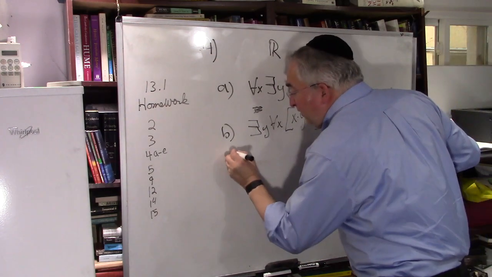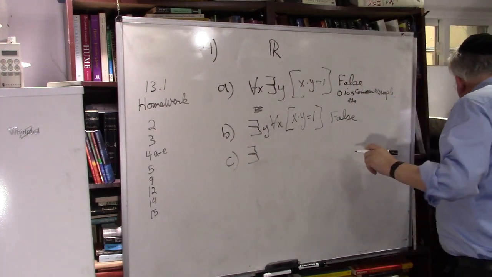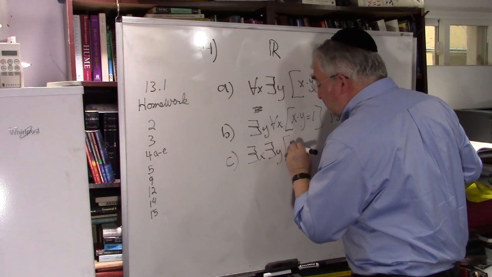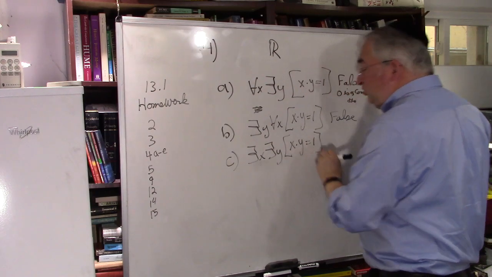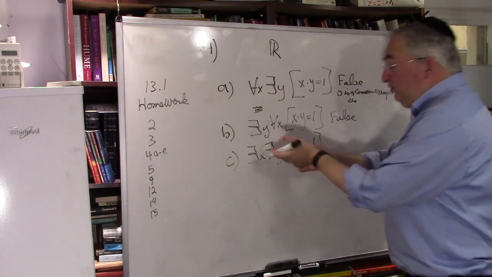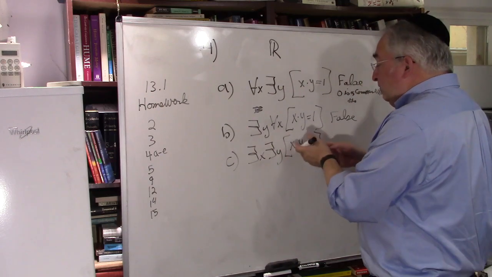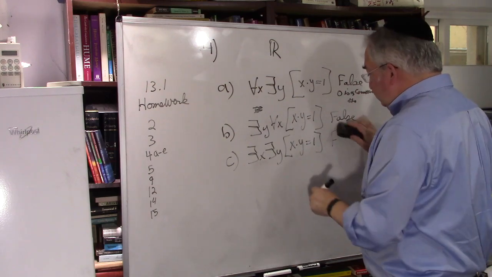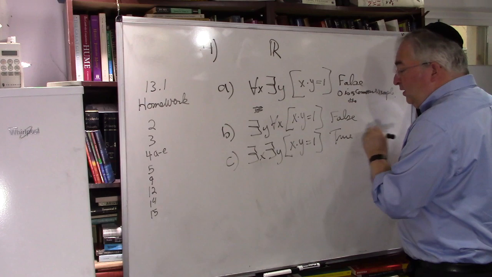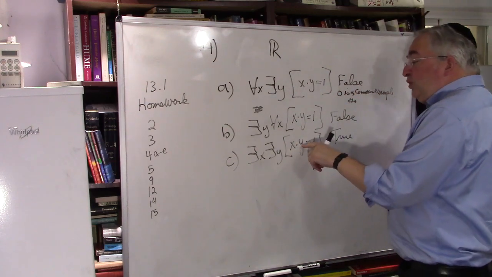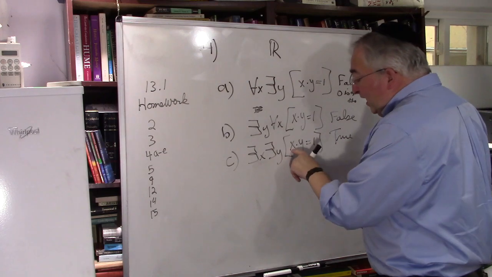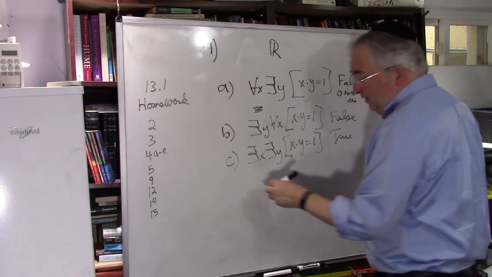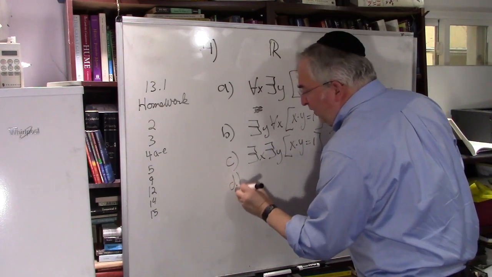Next, C. There exists x, there exists y such that x times y is equal to 1. Is this true? Yes, in fact I did an example. 3 and 1/3, 3 times 1/3 is equal to 1. So this is true. There are such numbers. 506 times 1 over 506 is equal to 1. Negative 18 times negative 1 over 18 is equal to 1. So yes, that's true. There are some. Okay, D.